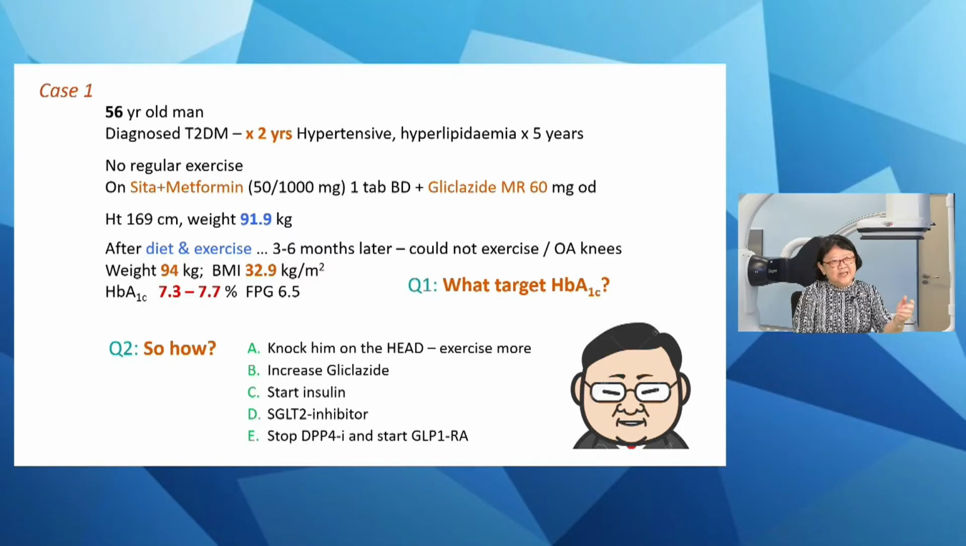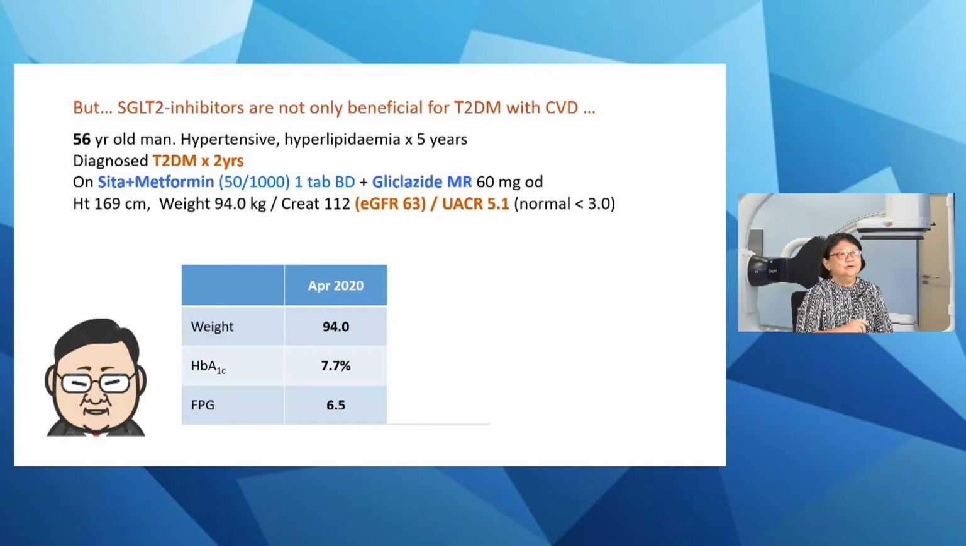Do you want to do a SP Chan special? Knock him on the head, exercise some more, increase the dimicron glycoside because it's not full dose, start insulin, SGLT2, or stop the DPP-4 and start a GLP-1 because GLP-1 is more powerful. So what do you think the patient did? Okay, I already knocked him on the head 3 to 6 months ago. Didn't work, right? MCO was still hanging around.